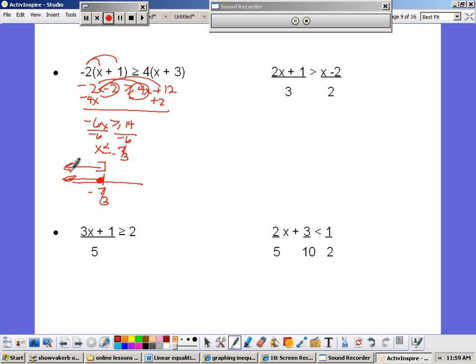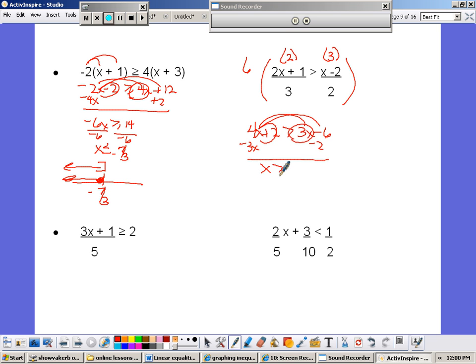Distribute, no. Lose the fraction, yes. 3 and 2 both go into 6. So 3 goes into 6 2 times, so this will get multiplied by 2, and 2 goes into 6 3 times. So 2 times 2x plus 1 is 4x plus 2, and 3 times x minus 2 is 3x minus 6. Move my 3x over, move my 2 over. X is greater than negative 8. Negative 8, open dot to the right, parentheses to the right.